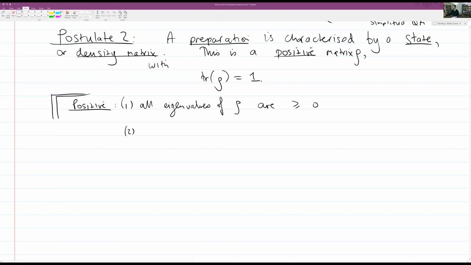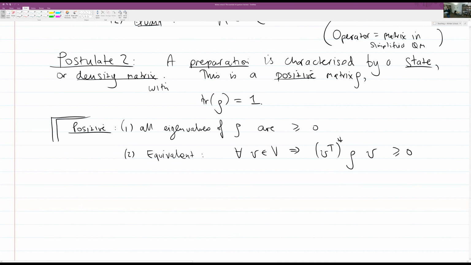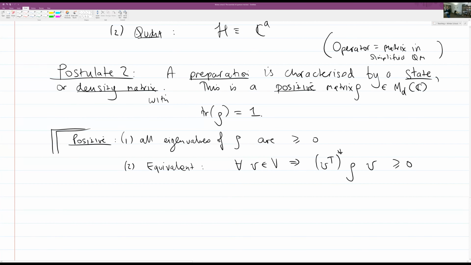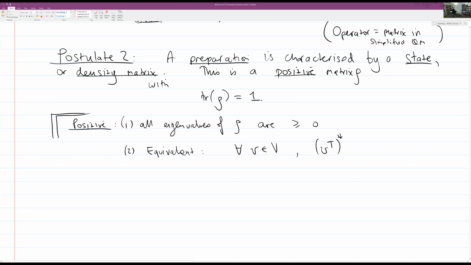Another one is equivalent, and this is an exercise for you. If you take your favorite vector, for all vectors V in the vector space, oh, I should tell you one more thing in notation in a second. If you multiply this vector's transpose complex conjugate by rho by V, that's always greater than or equal to zero. I didn't tell you how big this matrix was, that's embarrassing. It's a D by D matrix. Why is it a D by D matrix? What I should have told you is that this matrix acts on our Hilbert space. Rho maps from the Hilbert space to the Hilbert space.